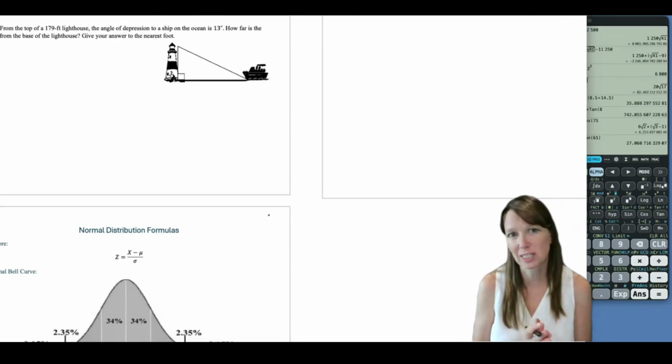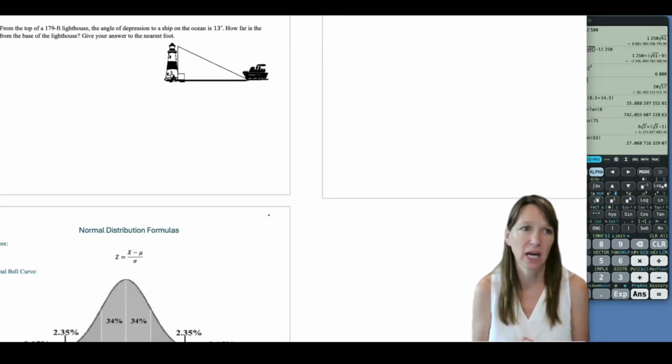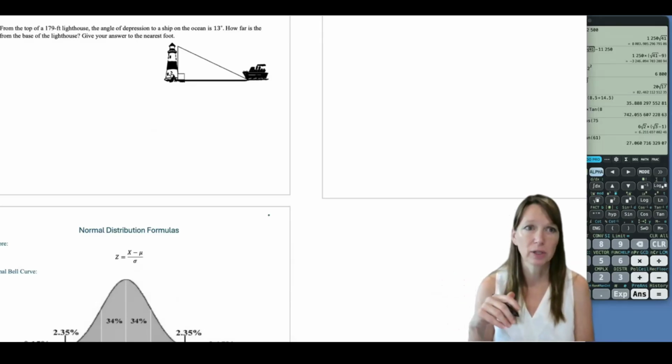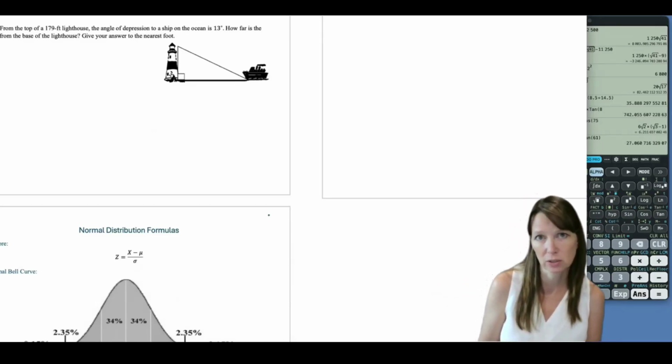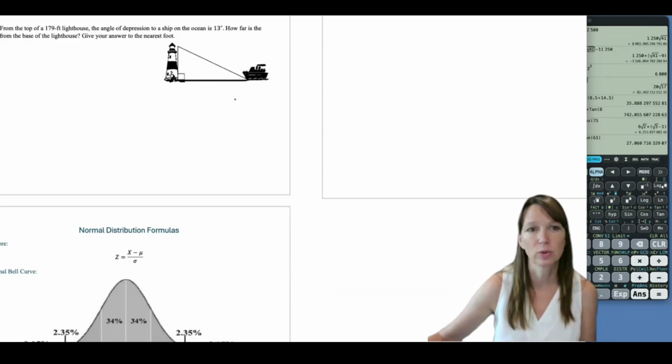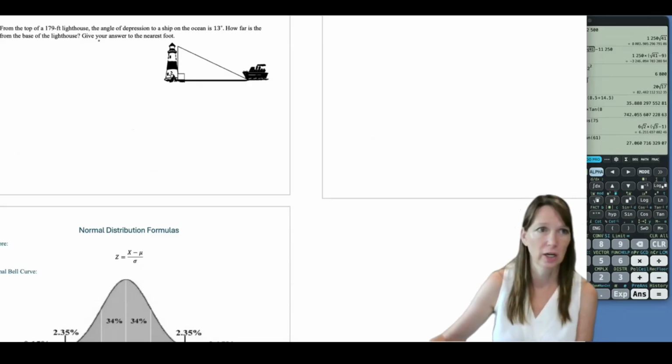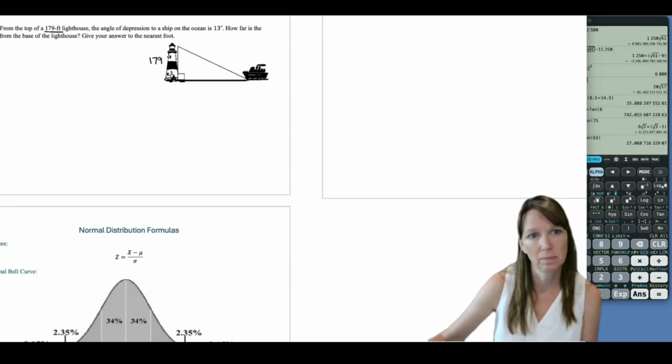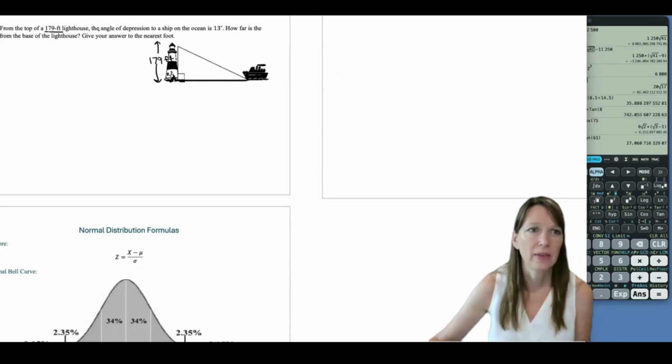Okay, let's move on to question 16. This is our last question of our trig and of the review. From the top of a 179-foot lighthouse, the angle of depression to a ship in the ocean is 13 degrees. How far is the ship from the base of the lighthouse? So they already kind of drew the triangle for us, or we might have to draw it ourselves. But let's put the numbers on there. 179 feet lighthouse, that's going to be our vertical for the tip of the lighthouse to the ocean. And then the angle of depression to a ship on the ocean is 13 degrees.